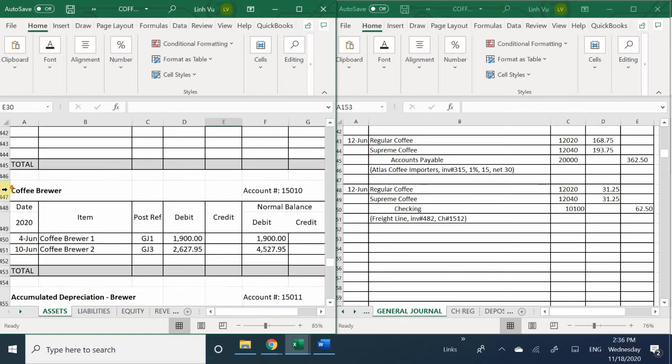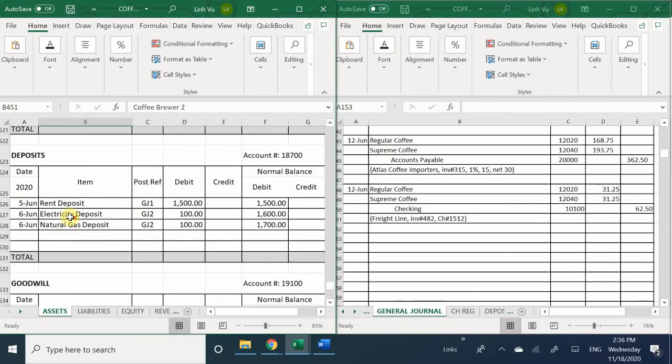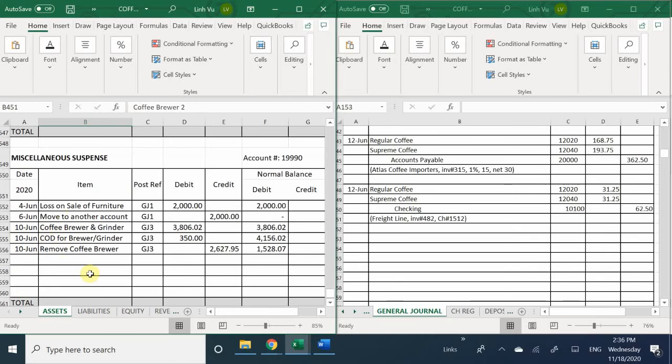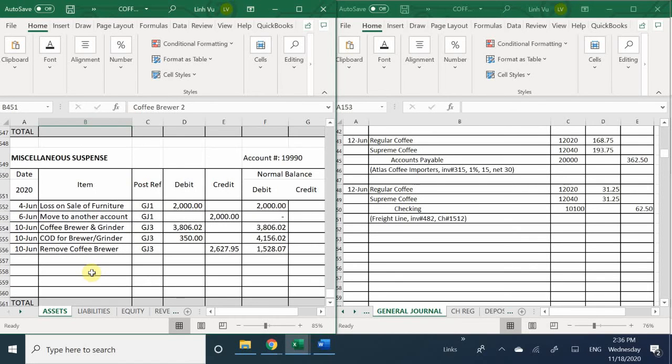Okay, so equipment, we have our coffee brewer, but where did we move it from? Okay, I'll give you a hint. It's in our miscellaneous suspense. So if we scroll down to miscellaneous suspense, that is where our coffee grinder lies.